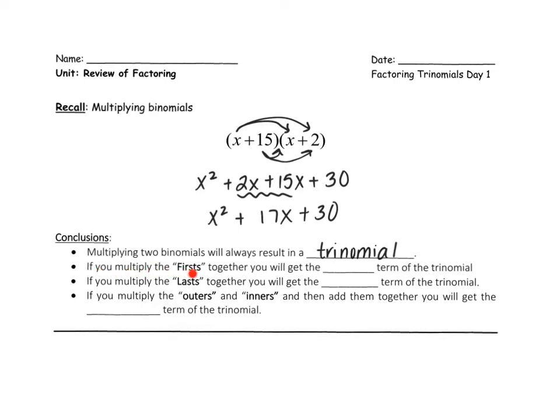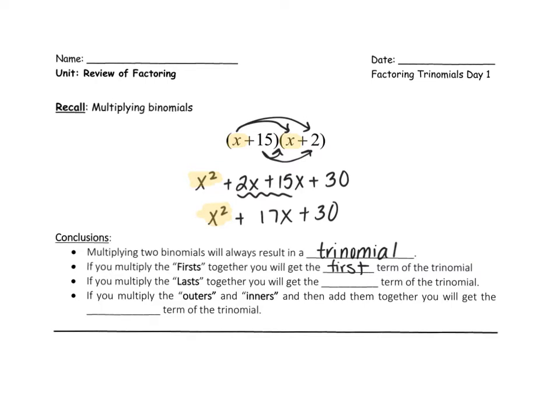If you multiply the first terms together, so where are the first? Here's the first of this parenthesis with the first of this parenthesis. If you always multiply those two together, what did we get? We got the first term of the trinomial, right? So if you multiply the firsts together, you'll always get the first term of the trinomial.